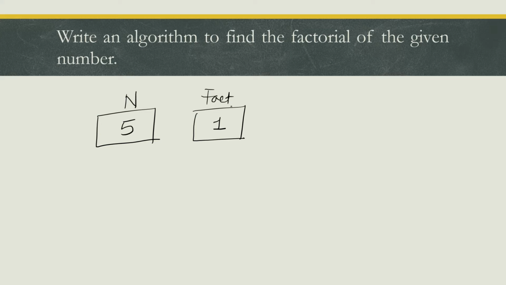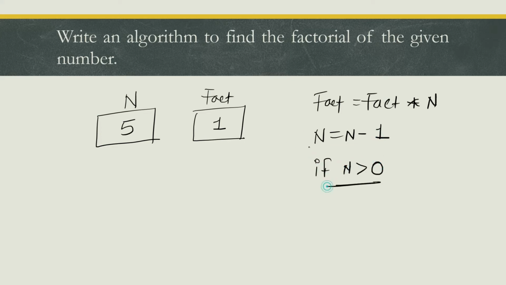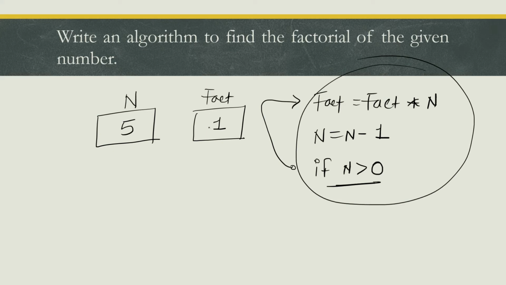Then what do we do? We will multiply fact is equal to fact into n. What is the value of n? 5. Then we will decrement the value of n by 1, and we will check if n is greater than 0. If it is, then again we have to perform this step. Like this we have to implement the logic.